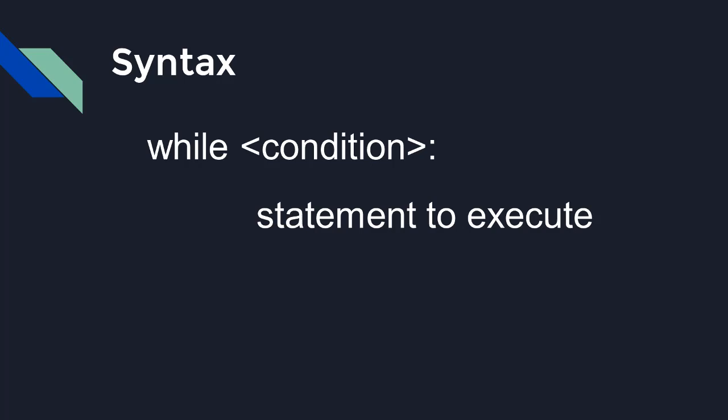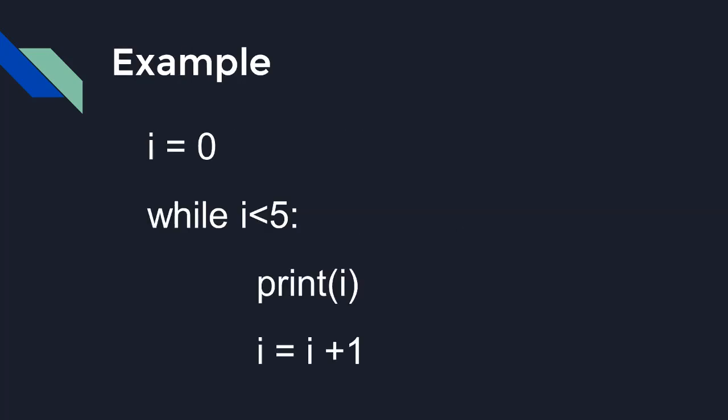Now let us see an example of a while loop. So here, this is a loop to print numbers from 0 to 4. So first we initialize a variable i, and let's store the value 0 to it. Then we put the condition for the while loop.